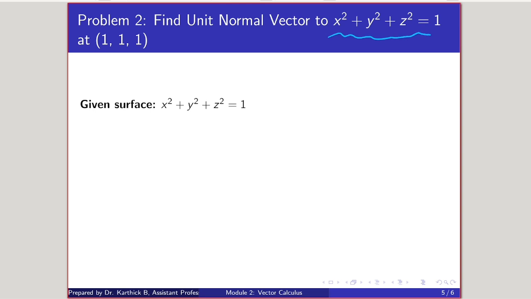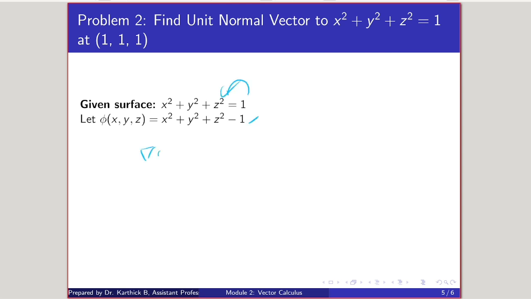Here I have given x square plus y square plus z square equal to 1. This is our surface. I will take this as phi. We have to evaluate this function at the point (1, 1, 1), and then find the unit normal vector in a similar way. I may take this as phi.